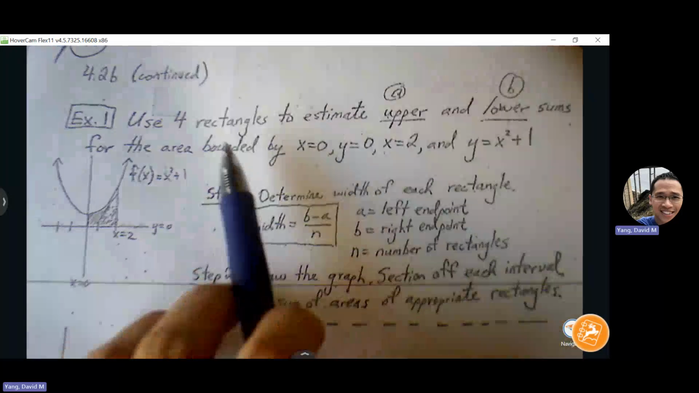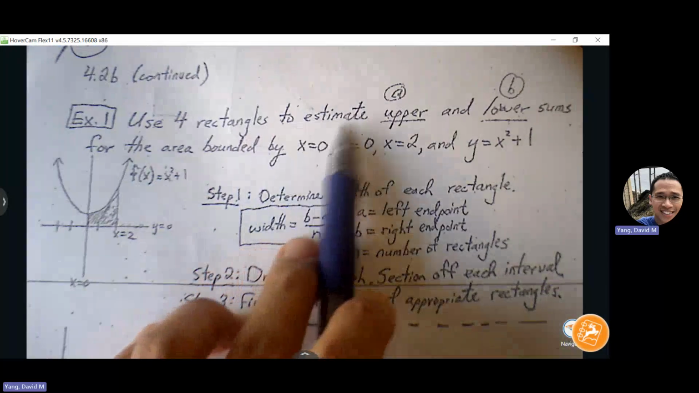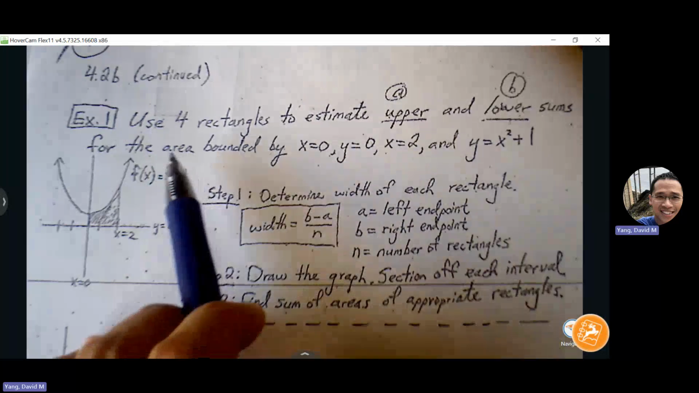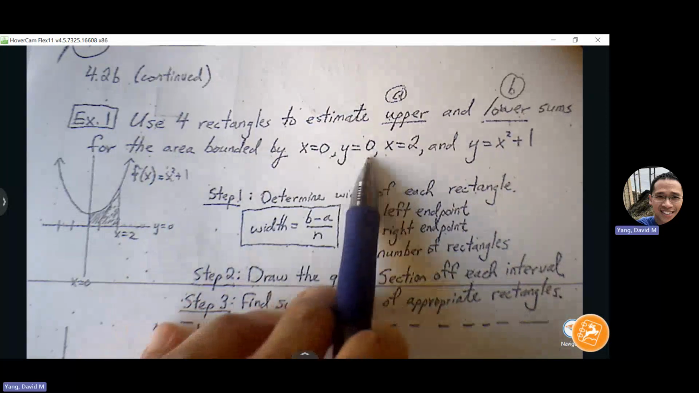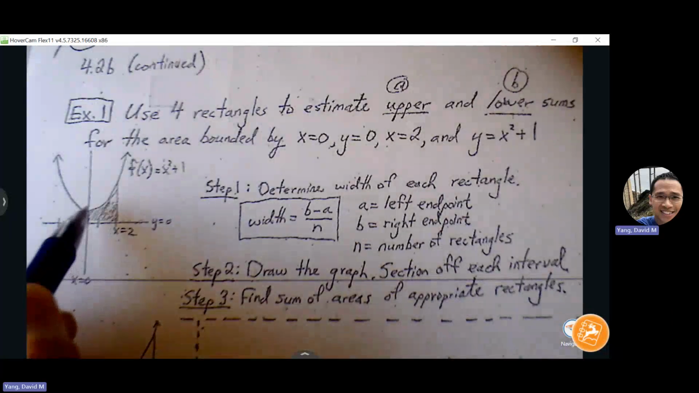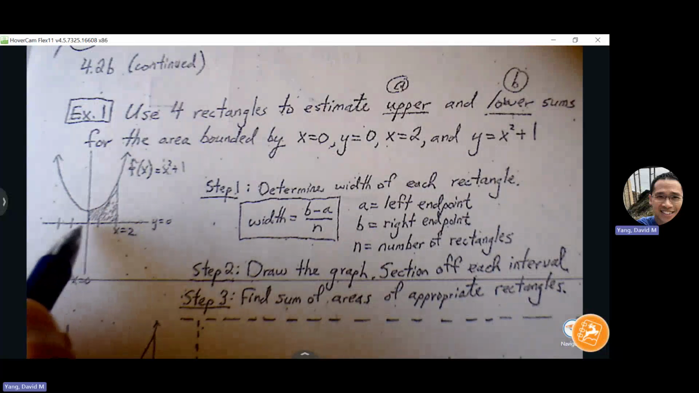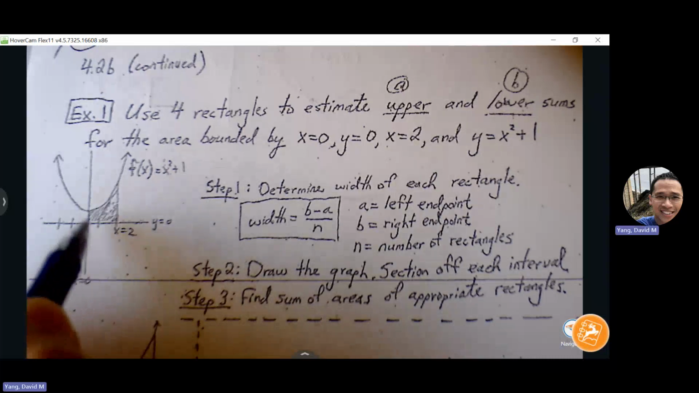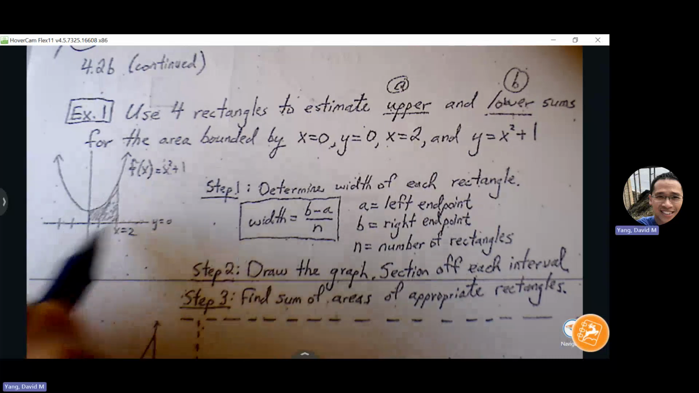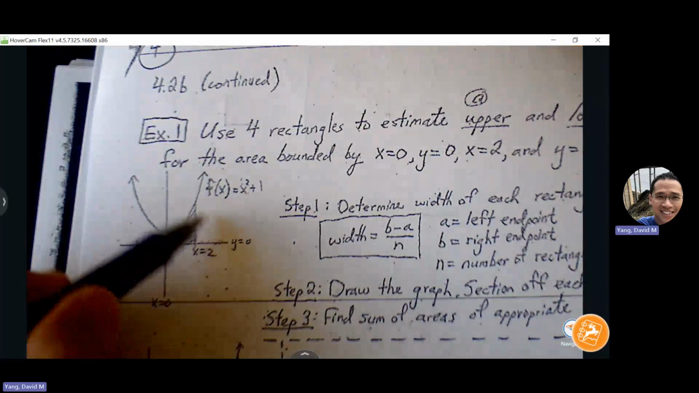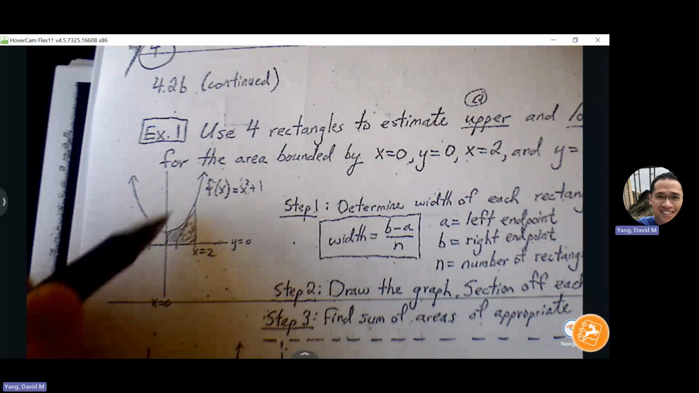Okay, so example 1, it says use 4 rectangles to estimate the upper and lower sum, so over approximation, under approximation, for the area bounded by x equals 0, y equals 0, x equals 2, and y equals x squared plus 1. So x equals 0 is the y-axis, y equals 0 is the x-axis, x equals 2 is this vertical line here, and then the curve is x squared plus 1. So we want to force 4 rectangles to represent the area of this region.